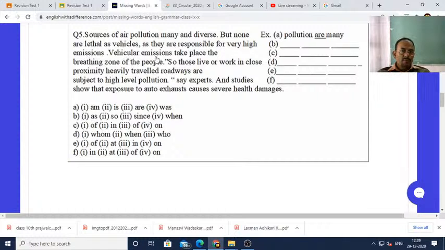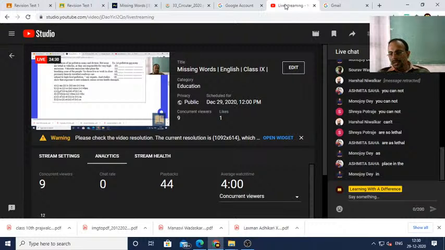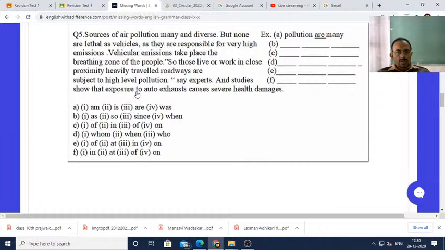Okay, the number C, vehicular emissions take place, off, in, off, on. This one is very easy. Yes, in, very good. So it should be in. Vehicular emissions take place in the breathing zone of the people.